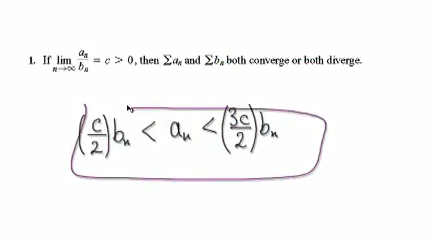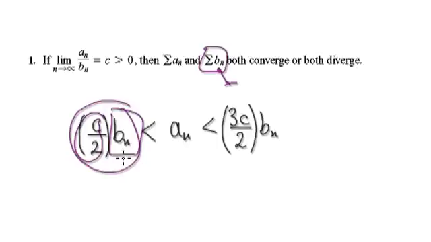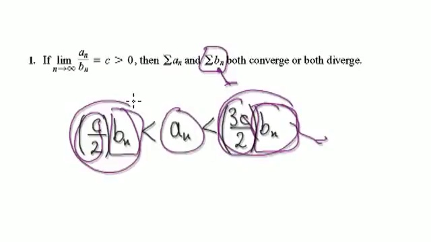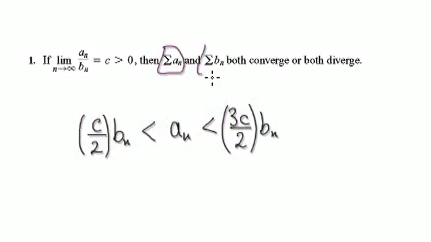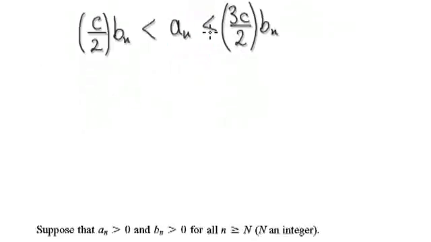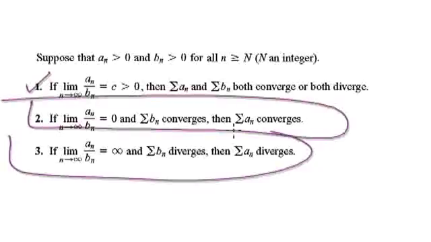Once you get to this form here, if Bn converges, then because this is a constant, this must converge. If Bn converges, this is a constant, so the whole thing here must also converge. Well, An being trapped in between the two must also converge. So when you get to this stage, you can see that the two must act in unison with each other. If this thing converges, then this must also converge. If this diverges, then this must also diverge. So now we've actually proved the first part here. These two are quite straightforward, right?